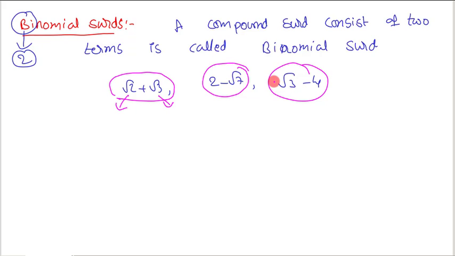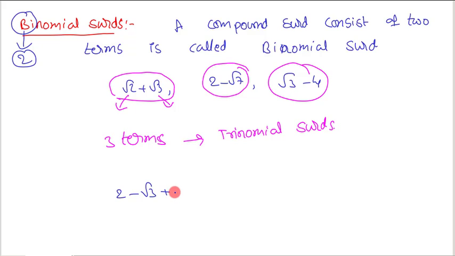Okay, now the next type is what? Trinomial. Binomial means a compound surd which consists of two terms. If a compound surd has three terms, then that is said to be a trinomial surd. Examples of trinomial surds: 2 minus root 3 plus root 5, 3 plus root 10 plus 3 root 20, and so on. These are simple examples of trinomial surds.